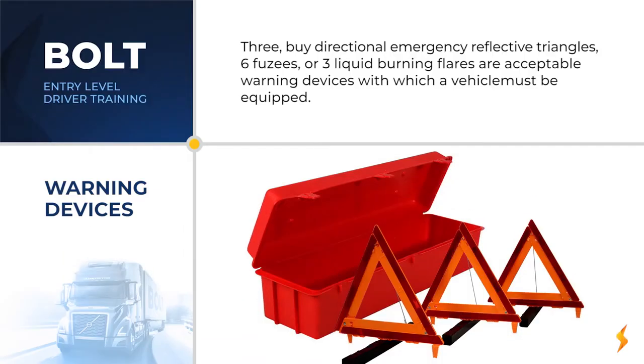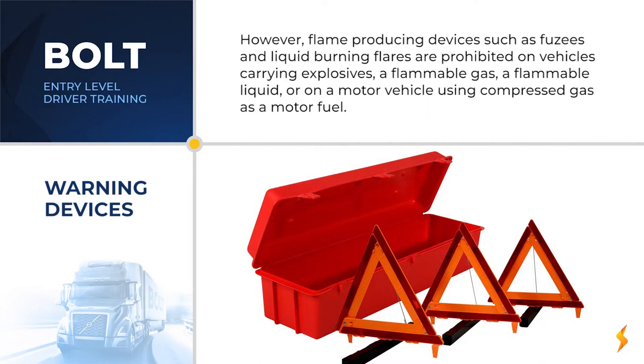3 bidirectional emergency reflective triangles, 6 fusees, or 3 liquid-burning flares are acceptable warning devices with which a vehicle must be equipped. However, flame-producing devices such as fusees and liquid-burning flares are prohibited on vehicles carrying explosives, a flammable gas, a flammable liquid, or on a motor vehicle using compressed gas as a motor fuel.